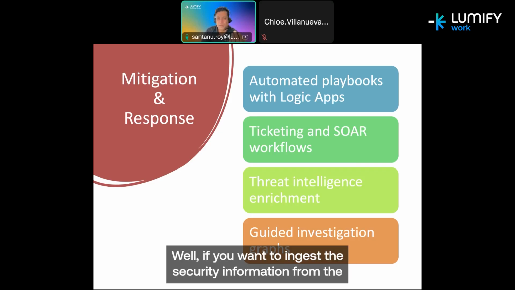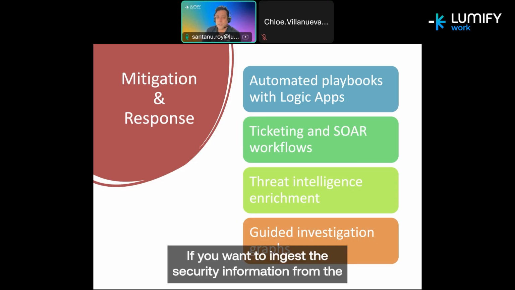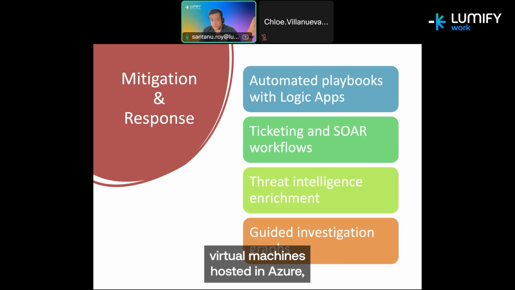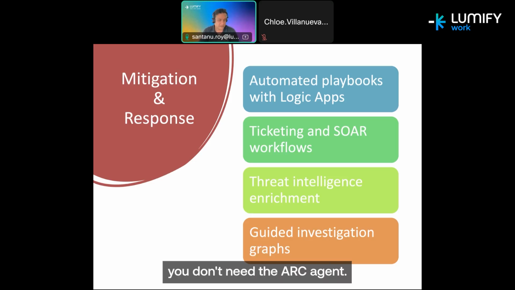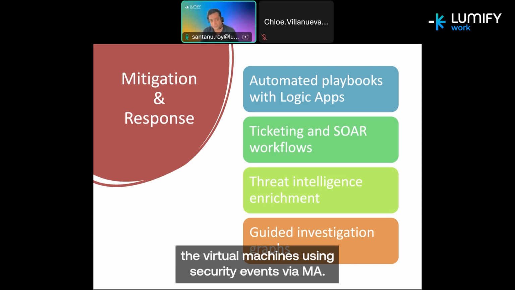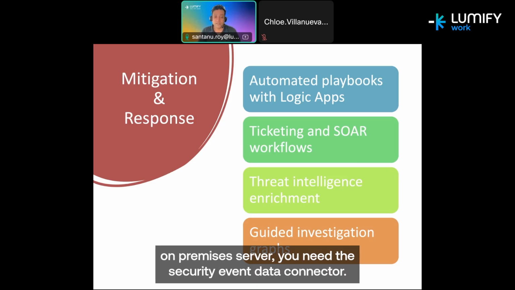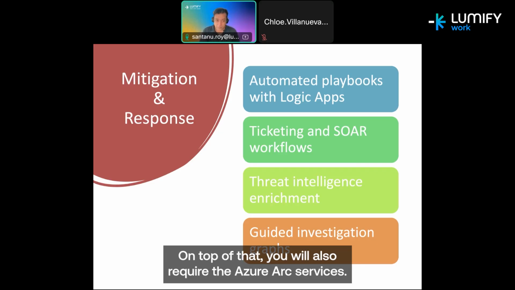If you want to ingest the security information from the on-premises systems, you will have to install a service known as Azure Arc. If you want to ingest the security information from the virtual machines hosted in Azure, you don't need the Arc agent. Sentinel can seamlessly ingest the security information from the virtual machines using Security Events via AMA. If you want to ingest the security information from an on-premises server, you need the security event data connector. On top of that, you will also require the Azure Arc service.